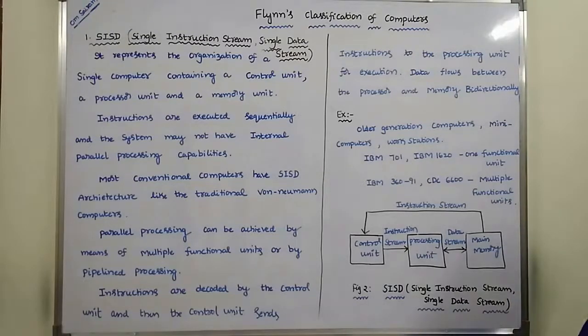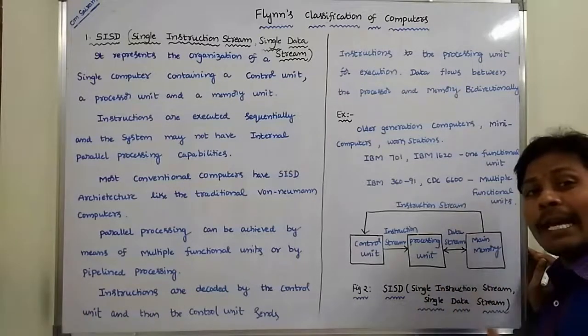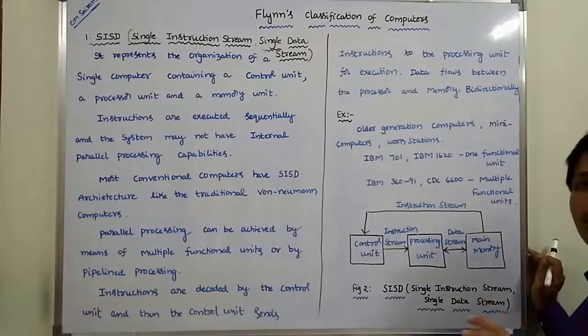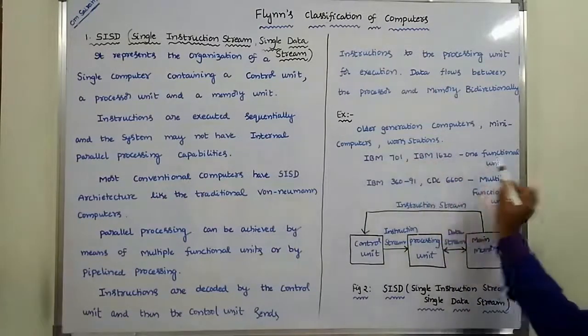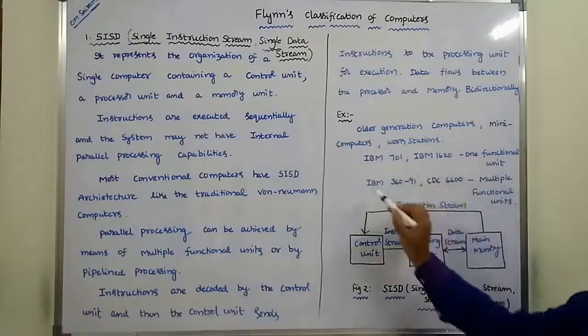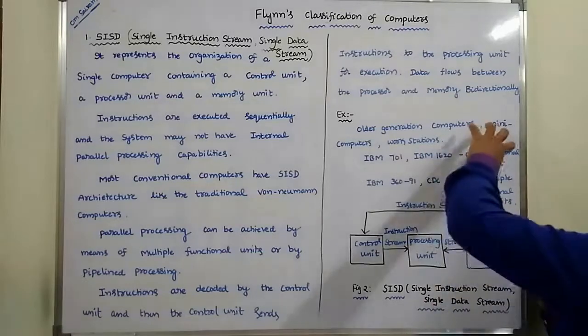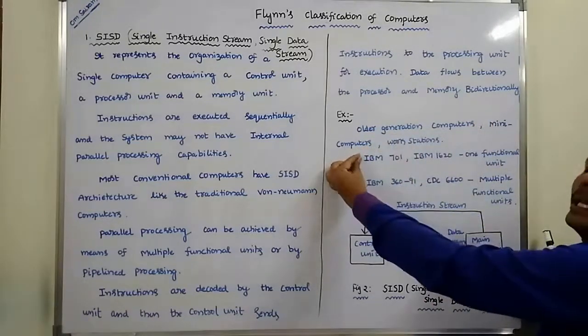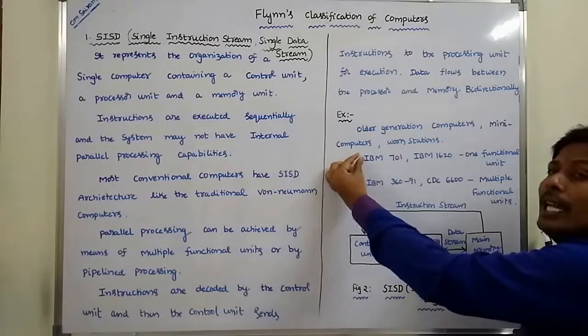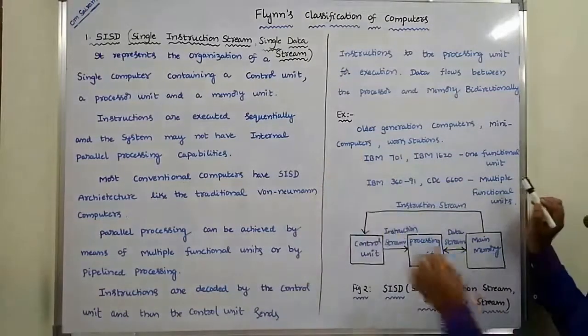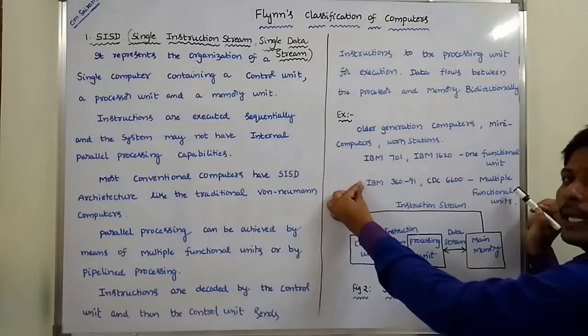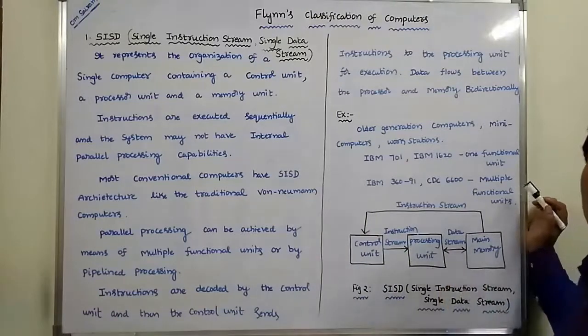SISD computer. The examples for SISD computers are older generation computers, minicomputers, and workstations. In SISD computers, some have one functional unit and some have multiple functional units. In the first type, instructions are executed sequentially one after the other. In the second type, instructions are executed in parallel by using multiple functional units.